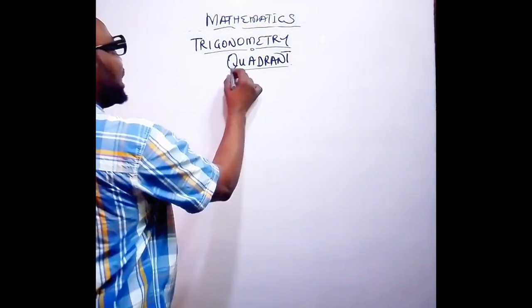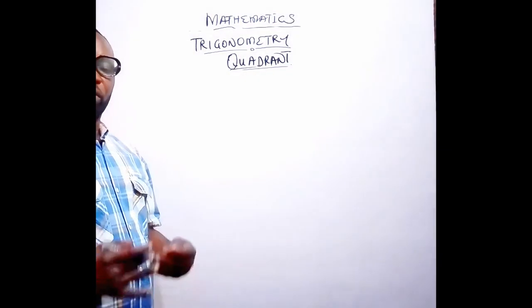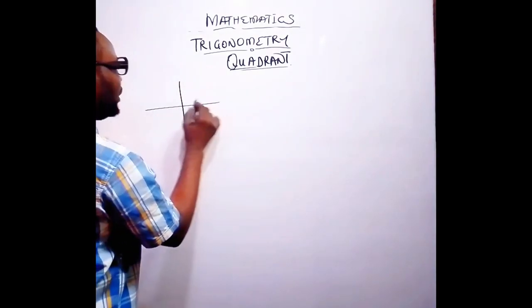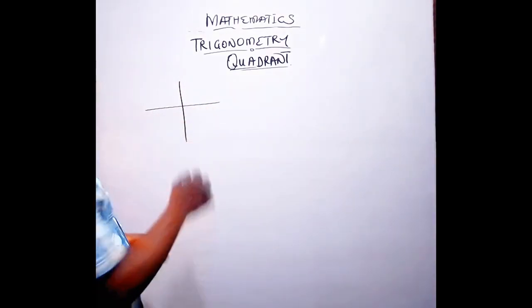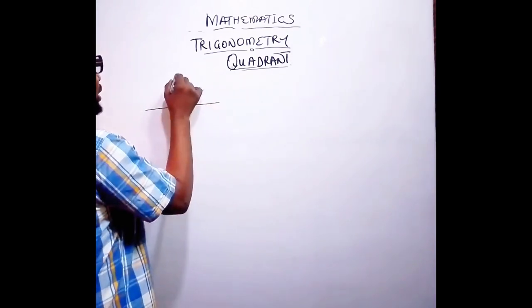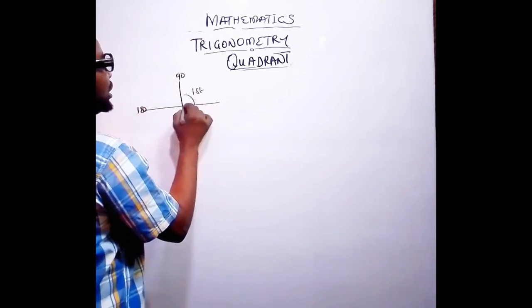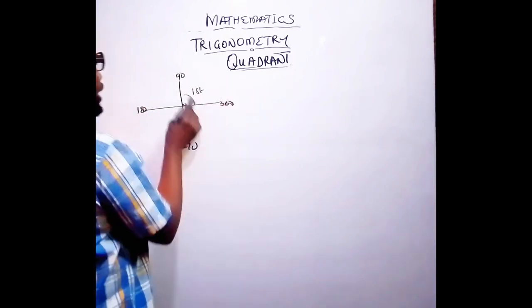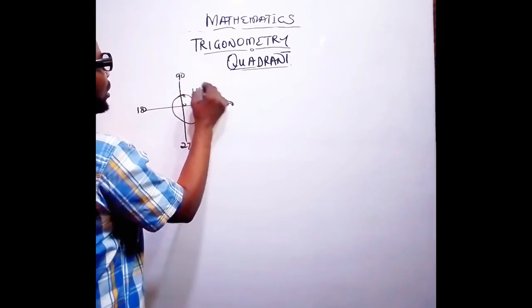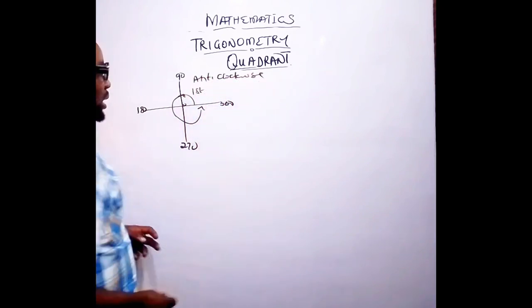Now, as I have said earlier, quadrants are the movement of angles from 0 degree to 360 degree on four cardinal points. We have this to be the first quadrant. From here to here is 90, this is 180, 270, this place is 0, that's 360 here. Now, it moves like this in an anti-clockwise direction. That is how the quadrant moves.